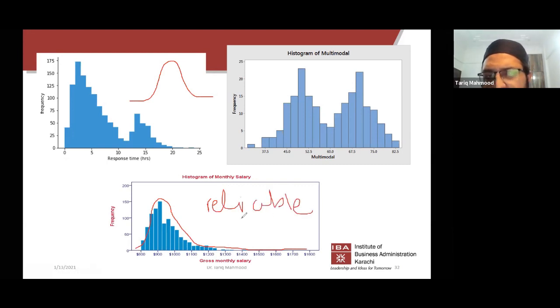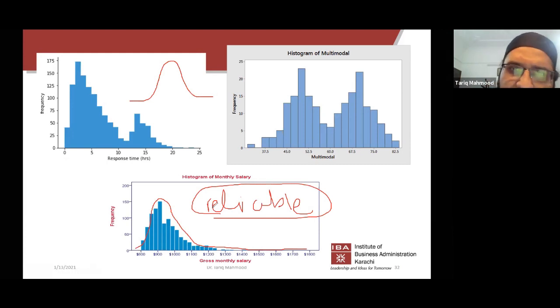So I make a histogram to check whether my data is reliable or not, and I can also conduct some statistical tests, like the Shapiro-Wilk test, and there are also other tests which check this normal behavior. This is called a normal distribution. So we have some statistical tests through which you can check whether my data is normal or not, or you can just view the histogram and check yourself.